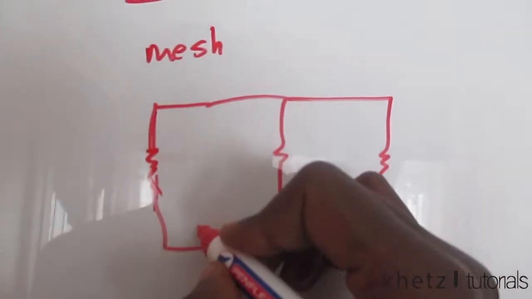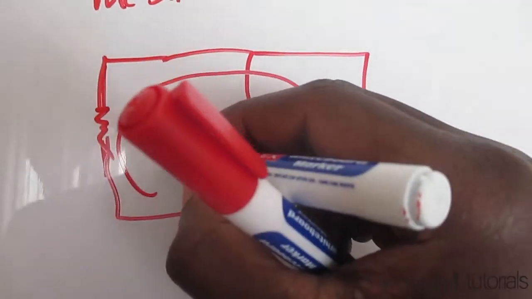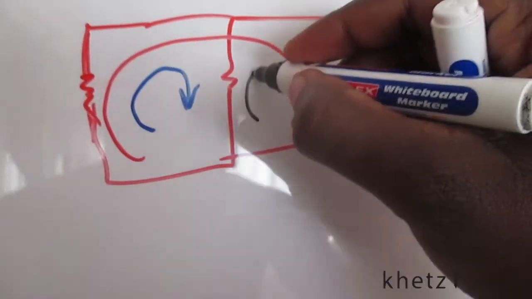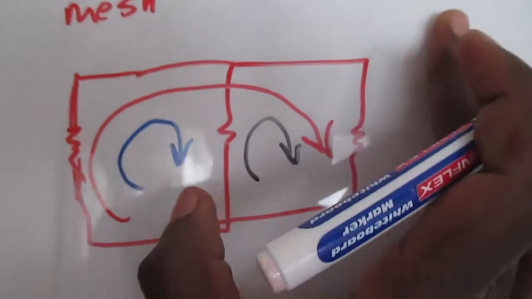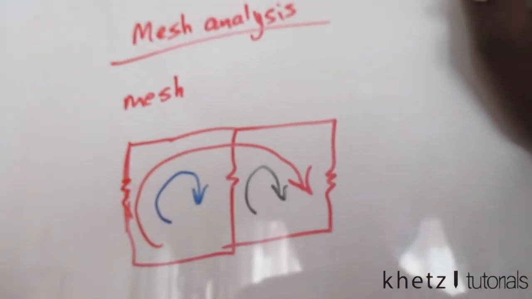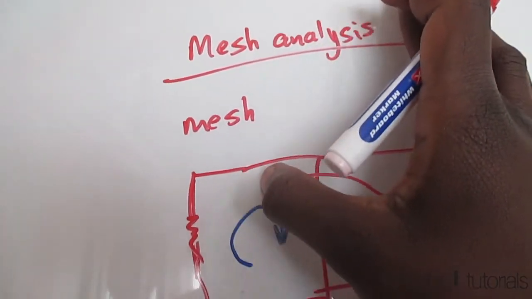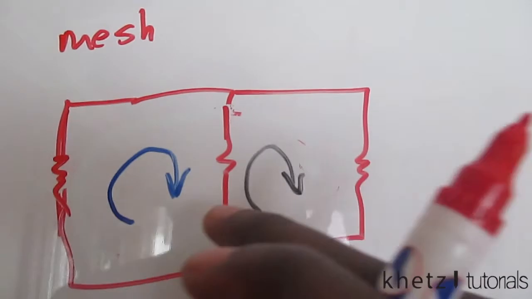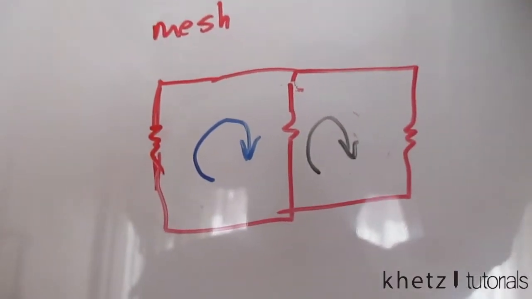So this is a loop, right? This is a loop, and this is also a loop. If you look at the red loop, it has two loops in it, so it cannot qualify, or cannot be called a mesh. We said a mesh is a loop that does not contain any other loops within it. So I'm going to erase that. In this circuit, we only have two meshes, which are the blue one and the black one. After correctly identifying your meshes, you can continue to solve the problem.